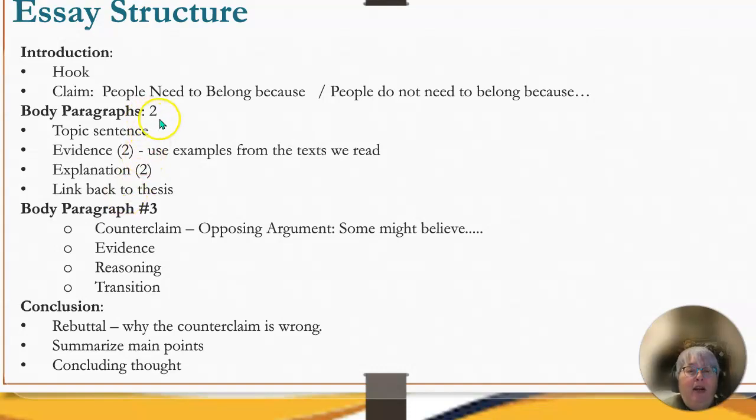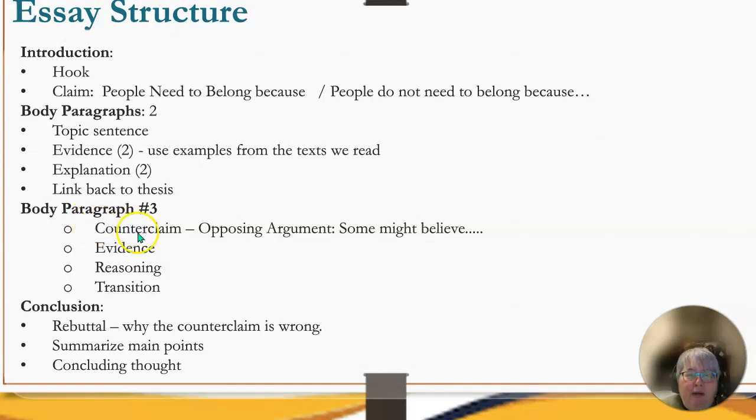The other body paragraph is going to be about relationships, and people need to belong to a society group because it helps them develop relationships. And then you would talk about, then that topic sentence would be along those lines. So how did Stargirl and Larry develop relationships? So on and so forth.